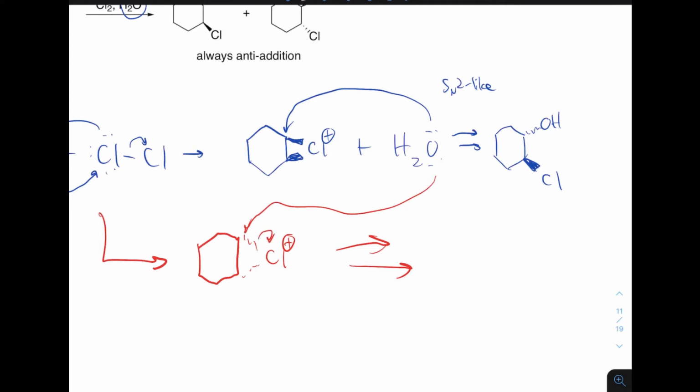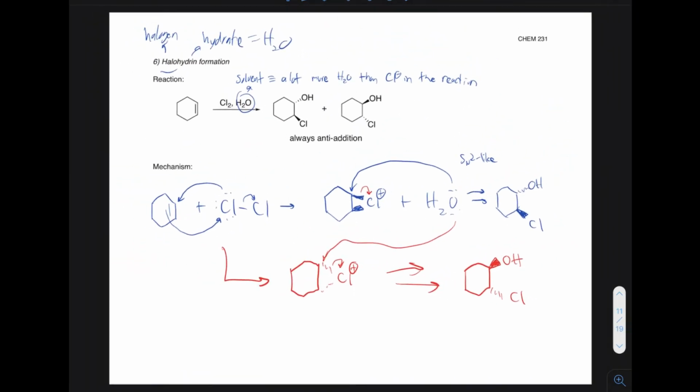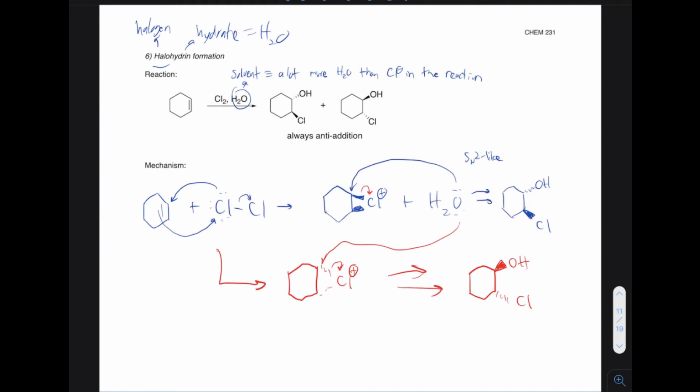And we can't forget to have the electrons pushed onto the chlorine at the end, and then we end up forming the opposite enantiomer, or rather the enantiomer. So we form this pair of enantiomers. And it is, as we can see, anti-addition. They are on opposite sides, they're not on the same side, okay? So again, very similar to the halogen addition, just with water instead of the opposing halogen.